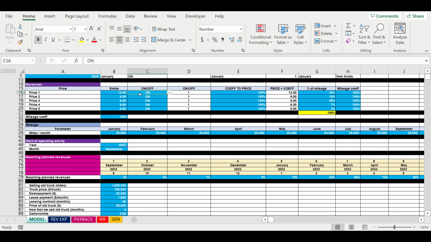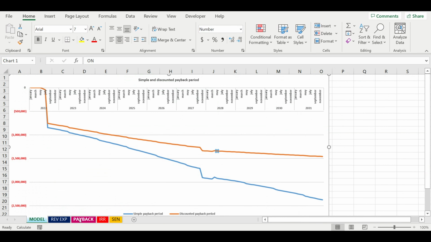We also can, without switching it completely off, decrease the amount of mileage done at this pricing. For example, let's say that we will do 50% of this mileage. So it will be 15% of mileage at this price without switching it off. So what will happen to the payback period?